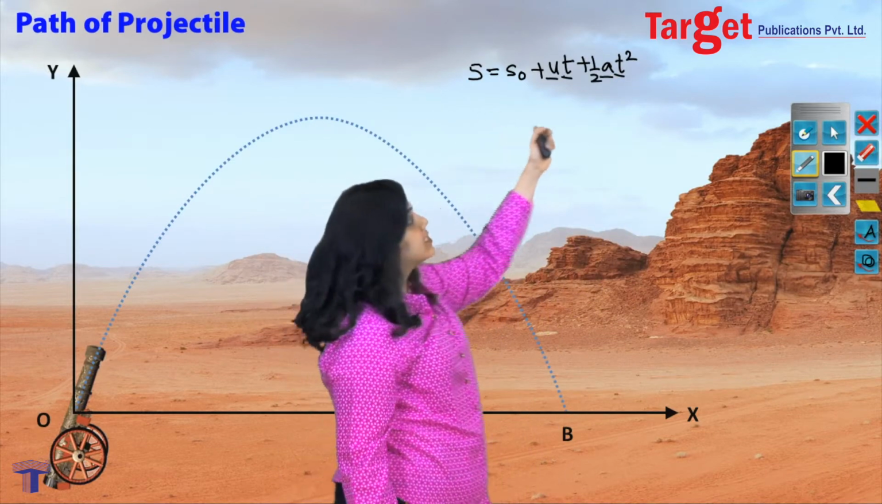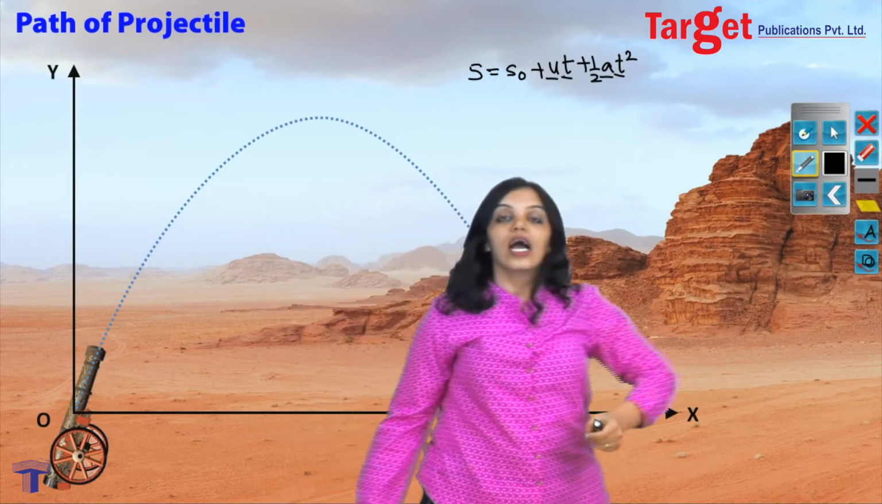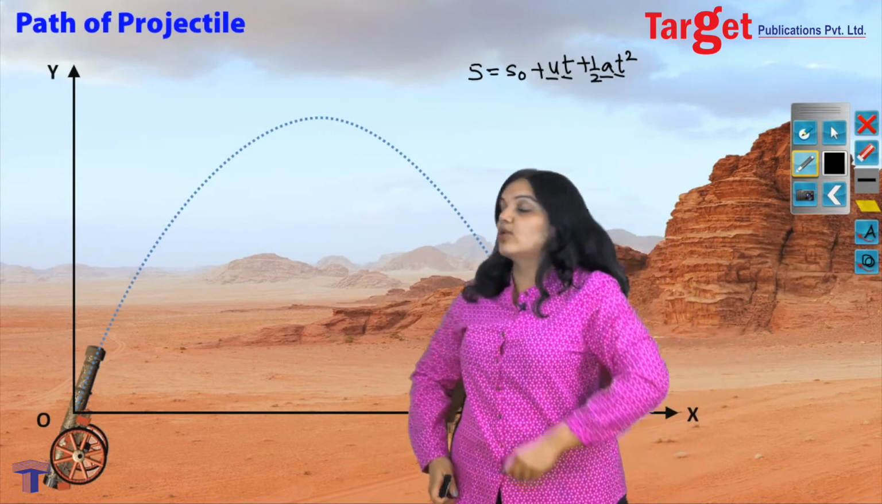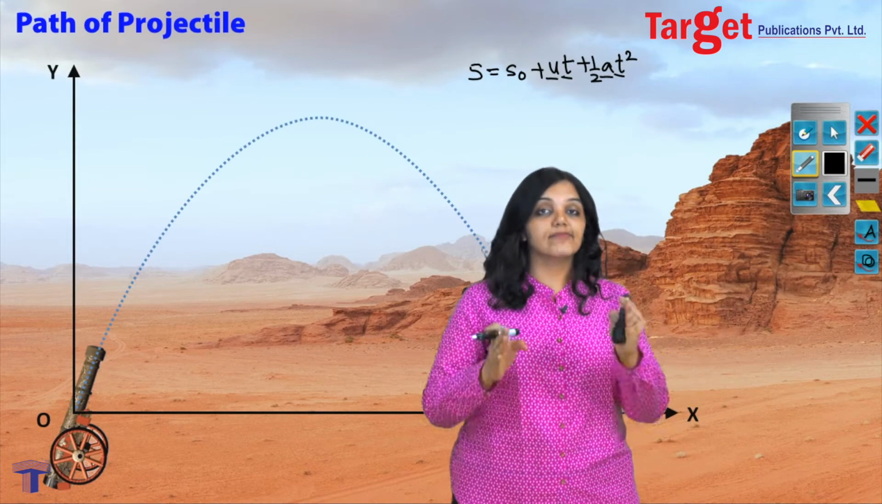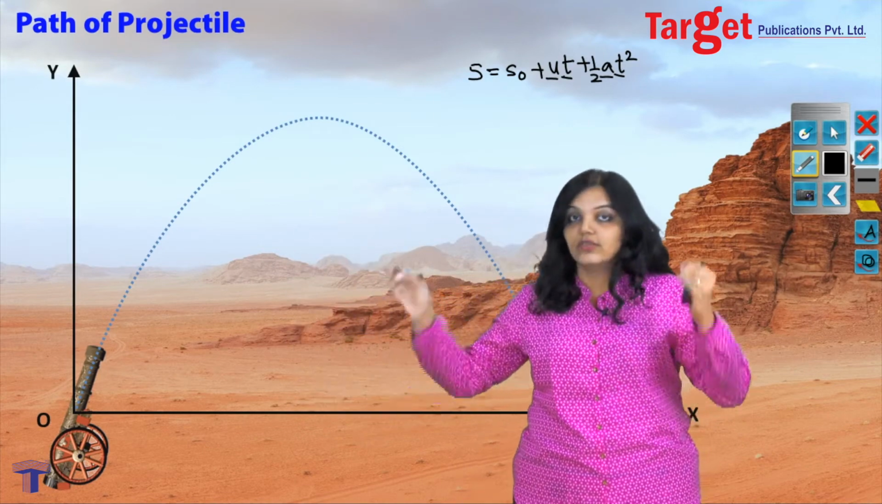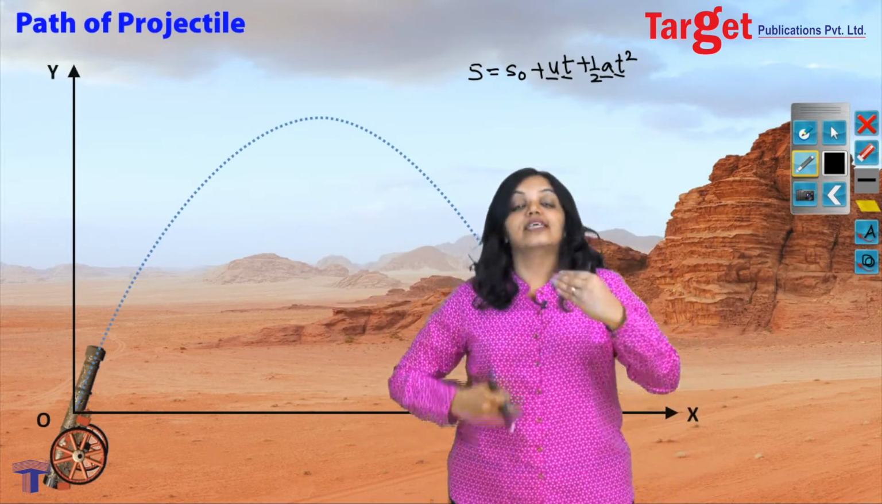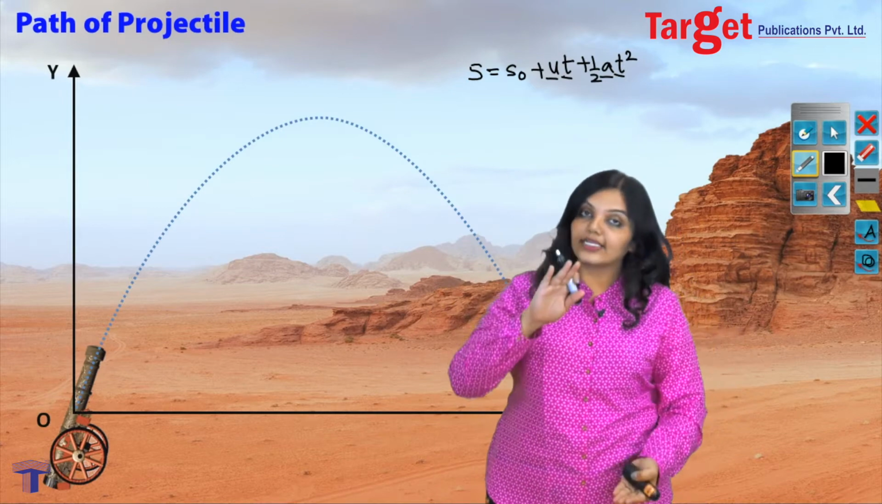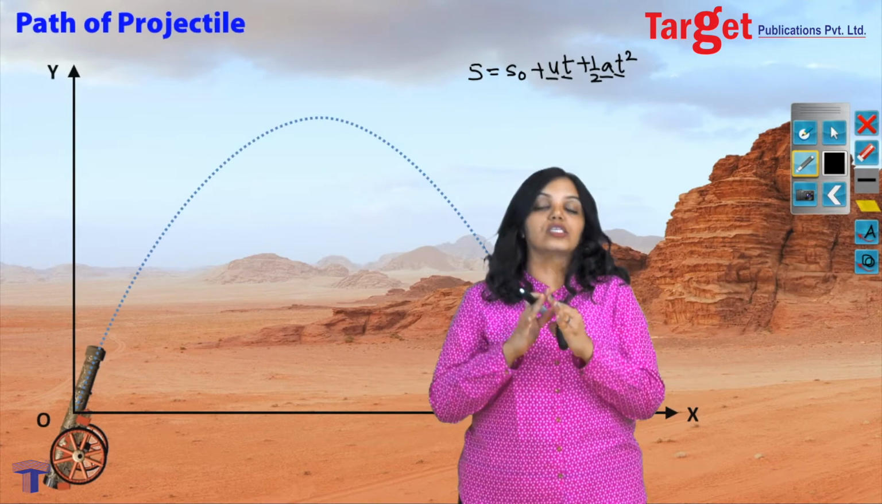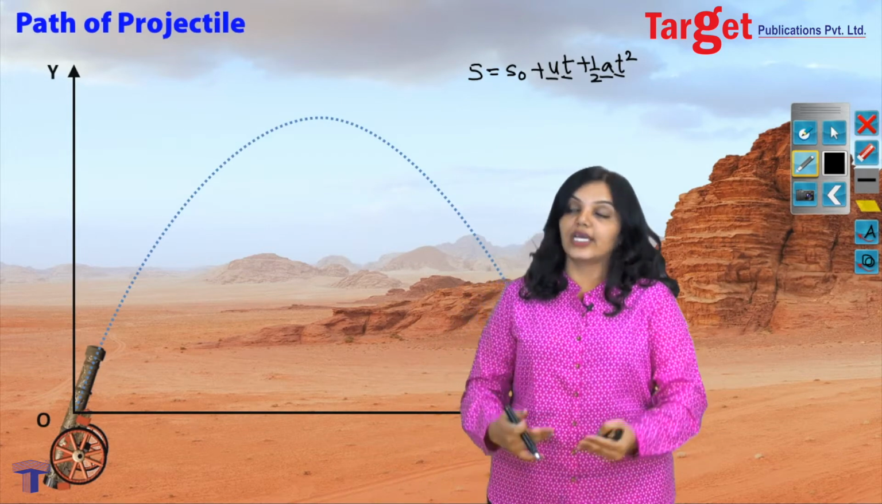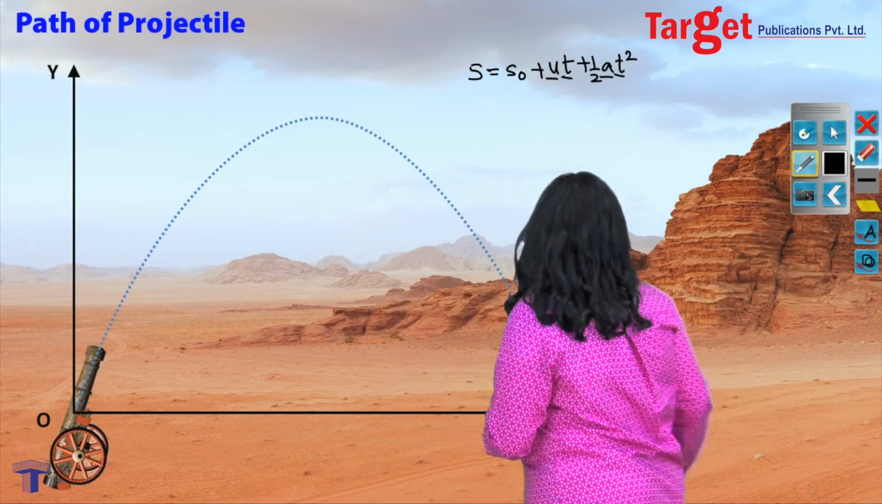Now, using this equation of motion, I will find for you the path of projectile. The way to do that is to first analyze the motion along the x direction and find an equation for that, then analyze the motion along the y direction and find an equation for that, and then combine both those equations, and what you get is the path of a projectile.